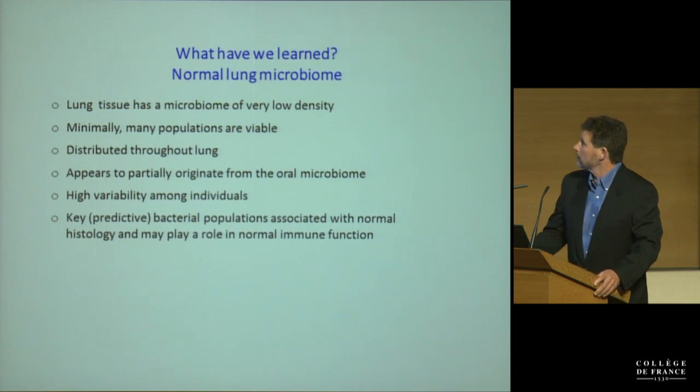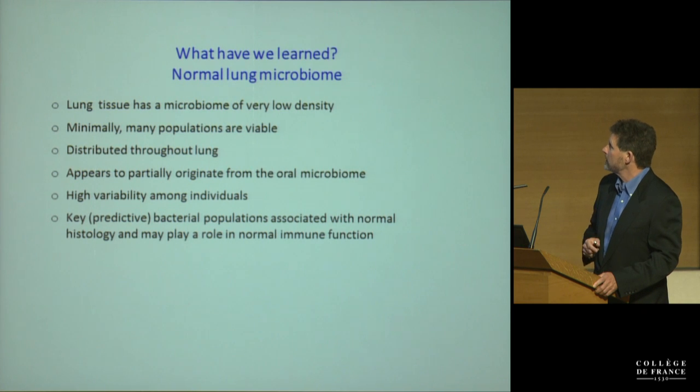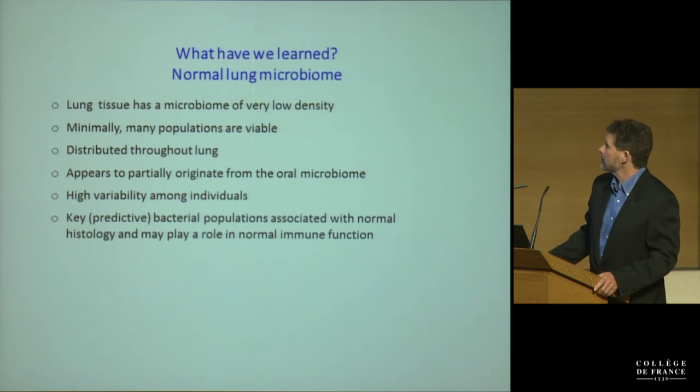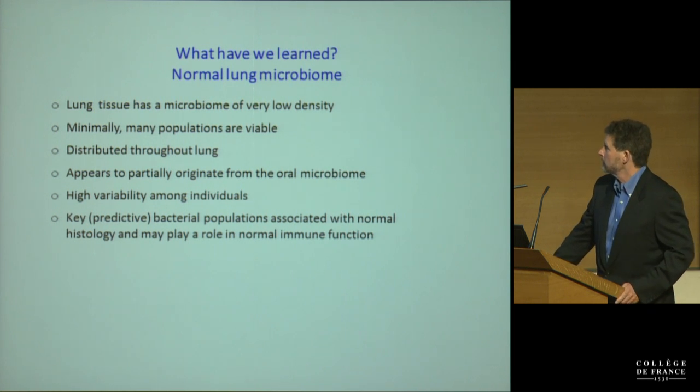Okay, so I'll summarize with a few comments about first the normal lung microbiome and then the COPD lung microbiome. So first, we find that the lung tissue has a microbiome of very low density. Minimally, many of these populations are viable, although I think it's very important moving forward to establish whether these organisms are metabolically active and whether they're growing in the lung environment.